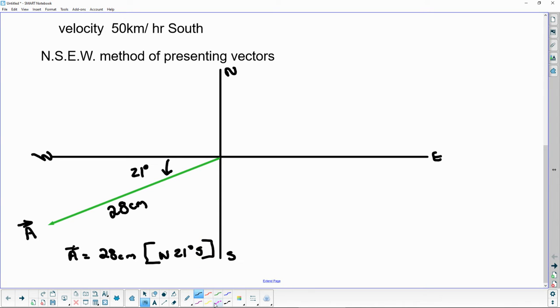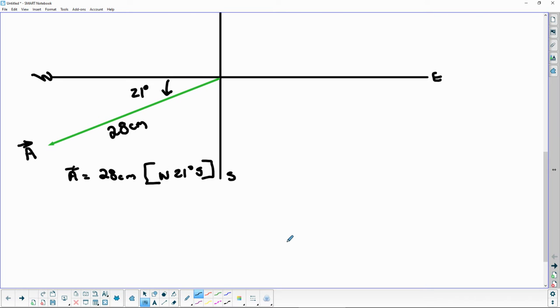Now, all vectors can be measured. All vectors are in one of the northwest quadrant, the southwest quadrant, the northeast quadrant, or the southeast quadrant. So they can always be measured from two spots. You can measure from the west line here in this case, or you could measure from the south line. If you were to measure from the south line first, this angle here we know is 90 degrees. So we actually know what this angle is as well. So we could state that in another way. We could say that this is 28 centimeters.